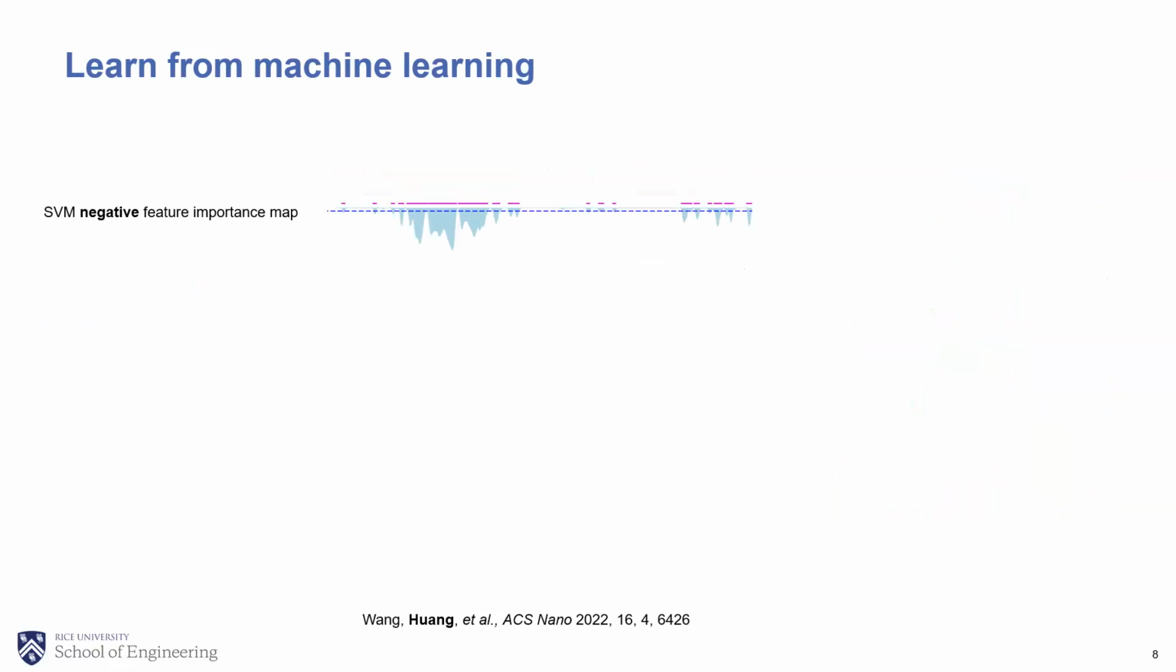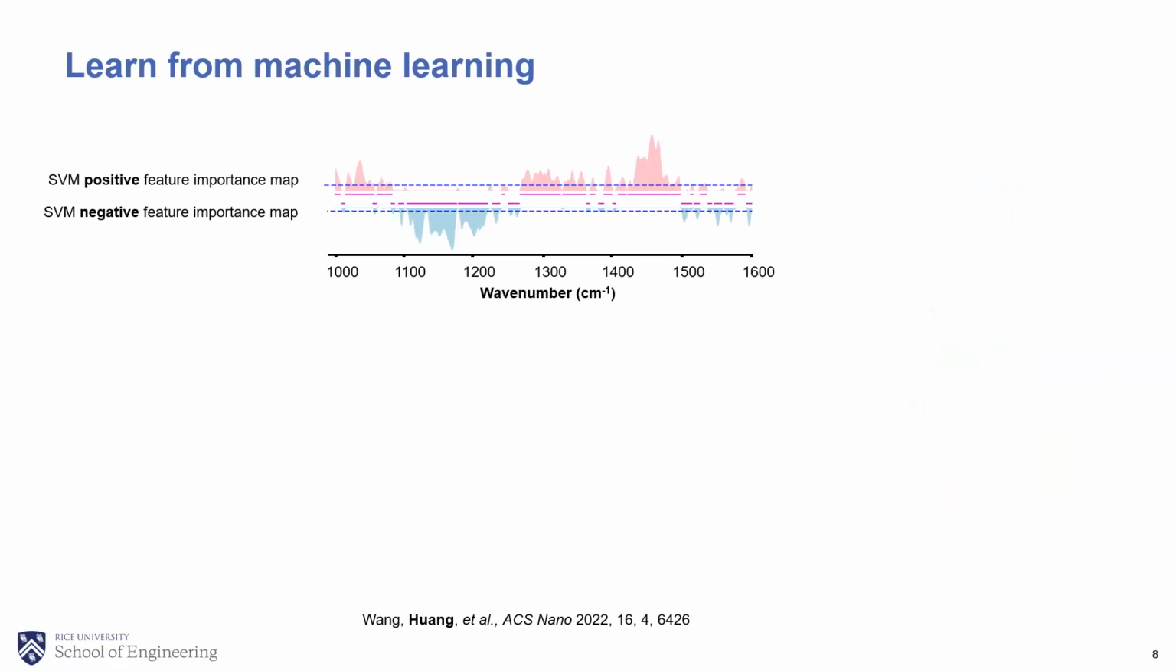So positive feature importance here, if you go to the previous slide. Yeah, so positive here means these features are more represented in the AD samples. In addition to positive feature importance, we can also get the negative feature importance, which means these features are more represented in the non-AD samples.